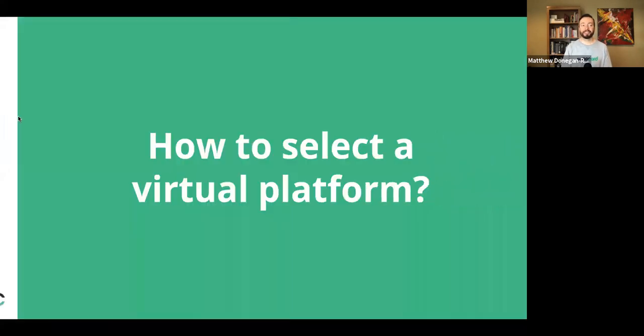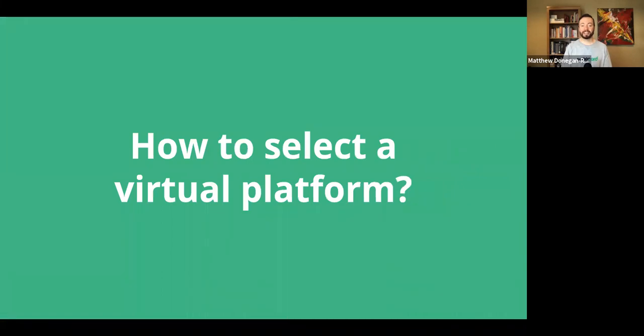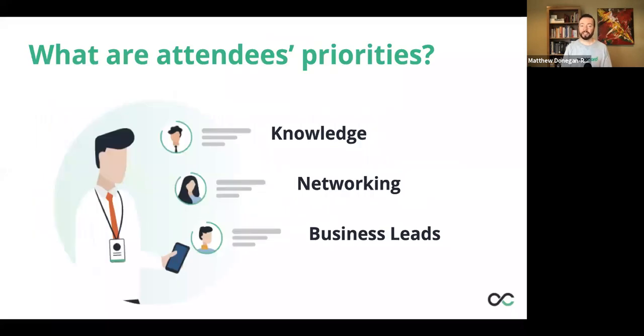So I'm going to tell you how to address those and tell you how we recommend selecting a virtual platform. The number one thing I ask you to think about is your attendees' priorities. So why do your attendees come to your event? Typically, there are 3 primary reasons. Number one is knowledge. They want to get your content. They want to listen to your sessions. They want to get the valuable information from your speakers.